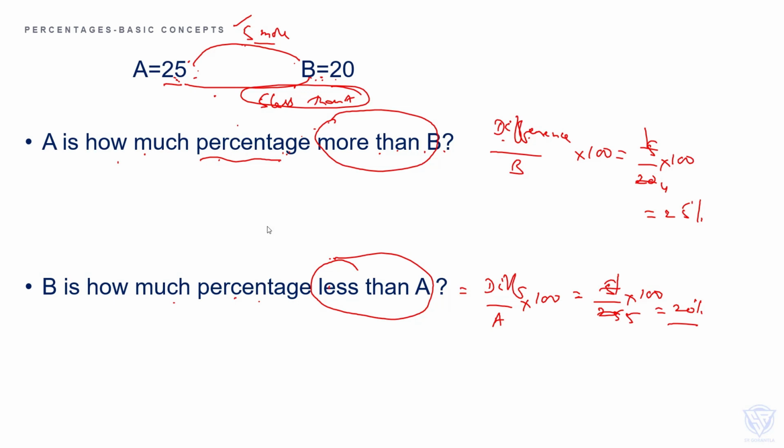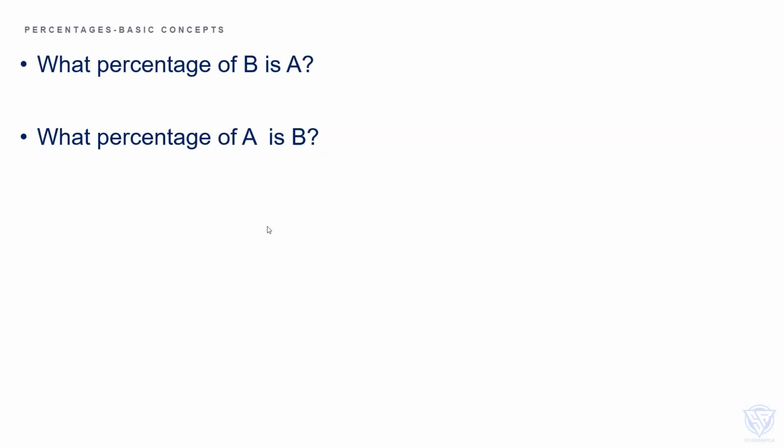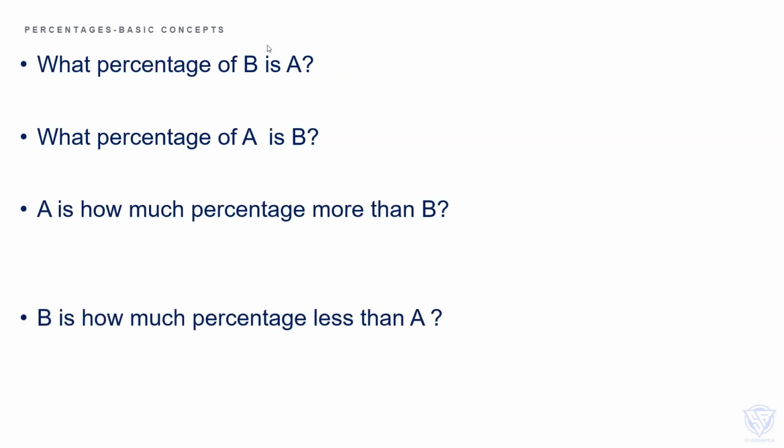So let's sum up these four questions once. These are the four questions. We have taken A is 25, B is 20. What is the answer we got for this? A by B into 100, we got 125%. What we got for this? 80%. You said A is how much percent more than B? We got 25% more. B is how much percent less than A? 20%.